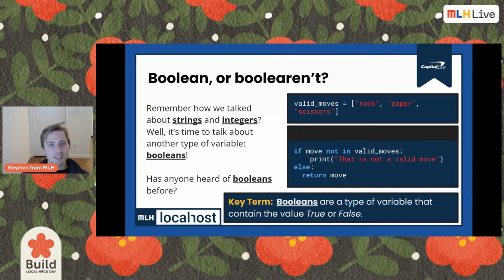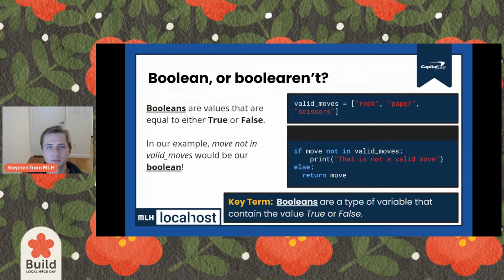Boolean is basically another type of variable similar to strings and integers. They can be stored, and a Boolean is actually what's put next to this if statement. So move not in valid moves can only be true or false. Either the move is in this set of rock, paper, scissors, or it's not. And so if it is, it's true. If it's not, it's false. And that's exactly what a Boolean is.